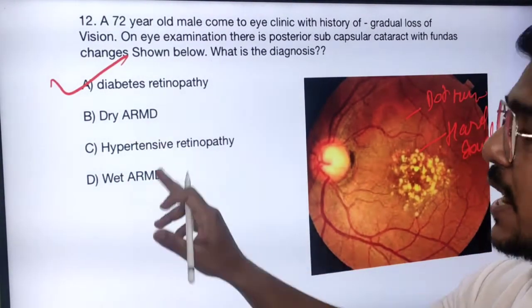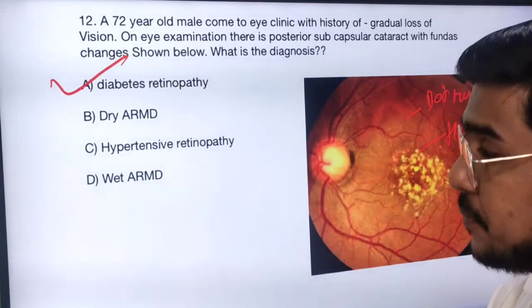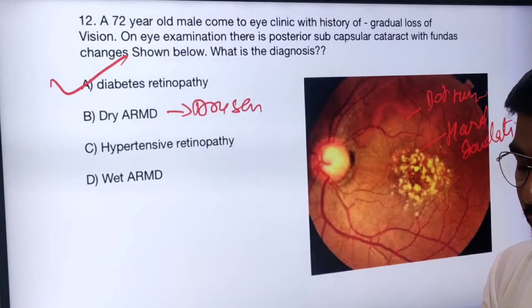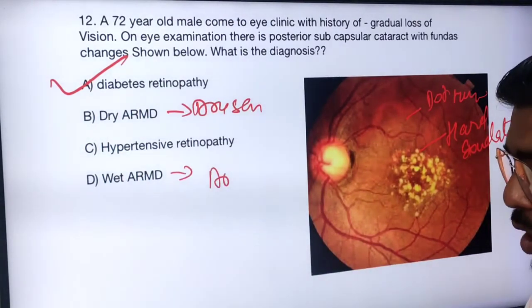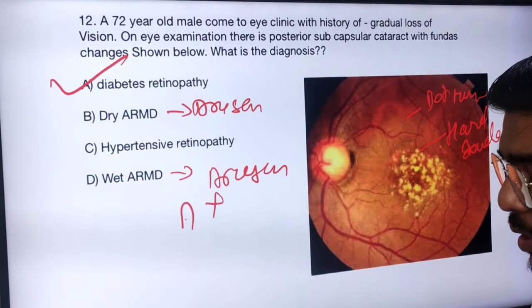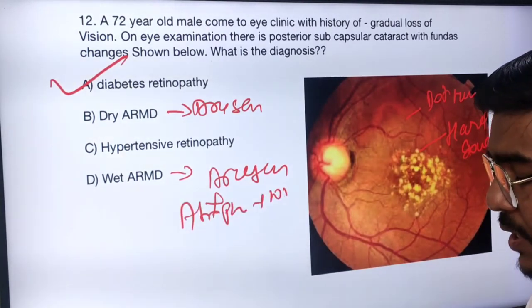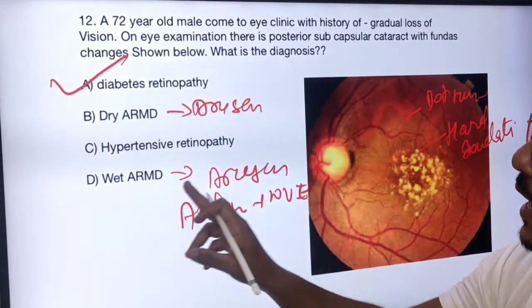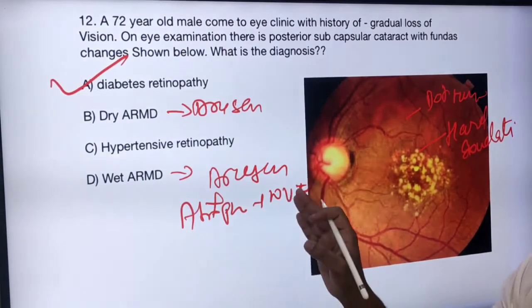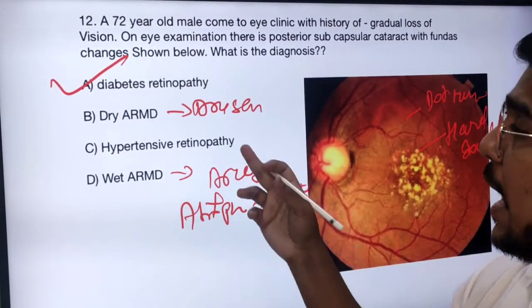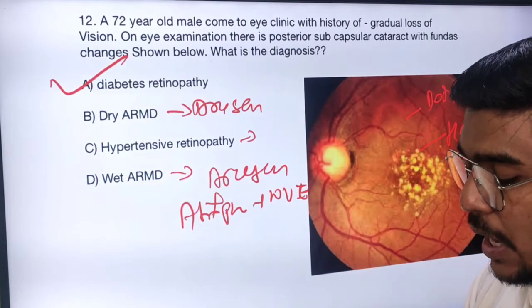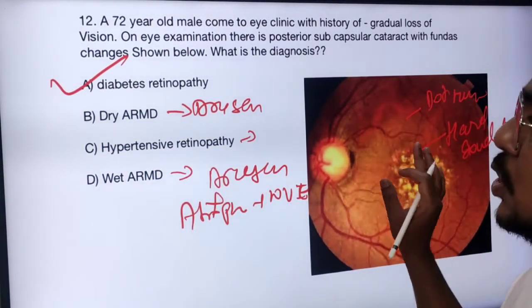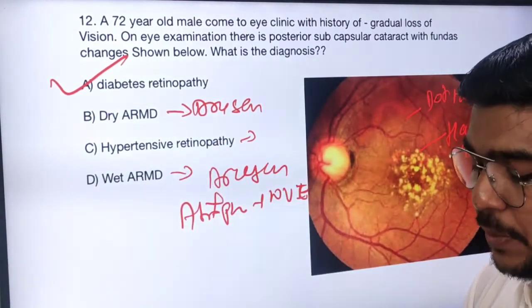Let me tell you why not dry ARMD, why not others. Because dry ARMD has drusen. Wet ARMD also has drusen plus atrophy plus neovascularization. In hypertensive retinopathy, the arteries are attenuated, but not in this condition. So the most probable answer here is diabetic retinopathy.